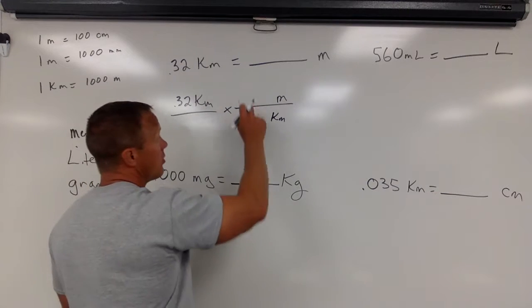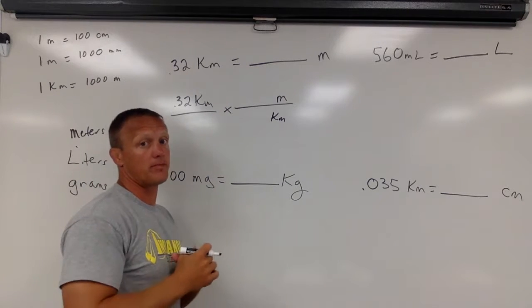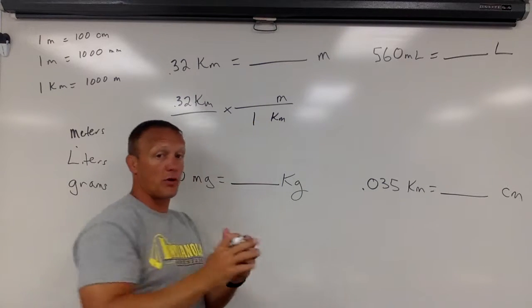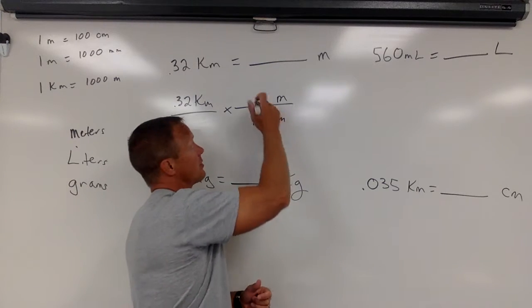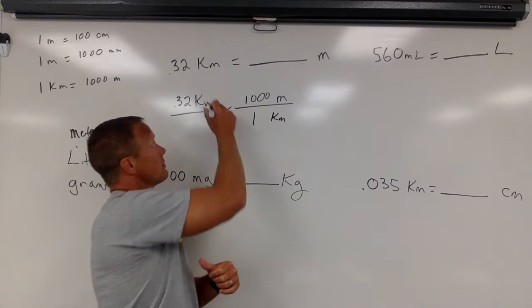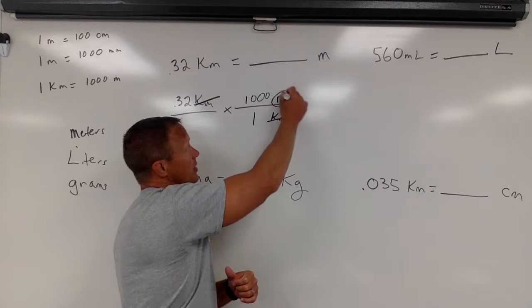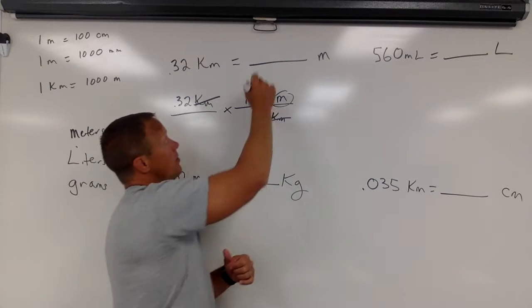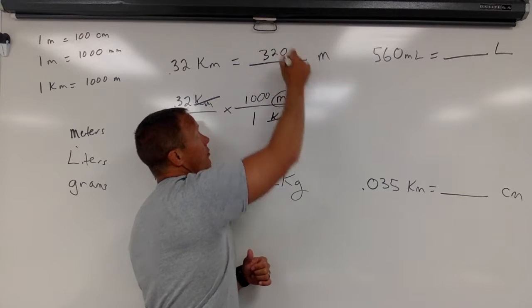So now I have to know those. The bigger one is kilometers. So I'm going to say every 1 kilometer, which is quite a ways, kilo means 1,000, contains 1,000 meters. This label cancels, that one cancels. We have meters right here. We're done. 0.32 times 1,000 would be 320 meters.